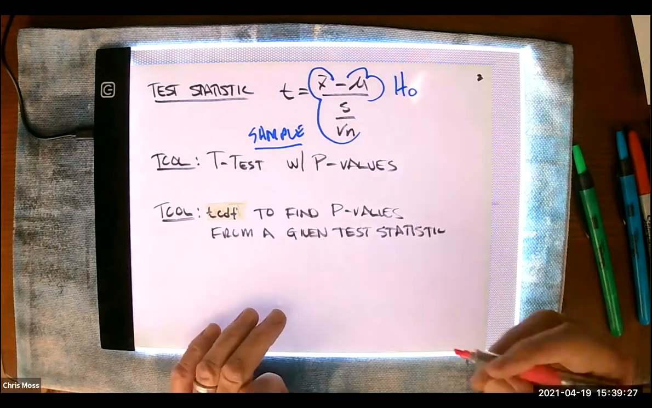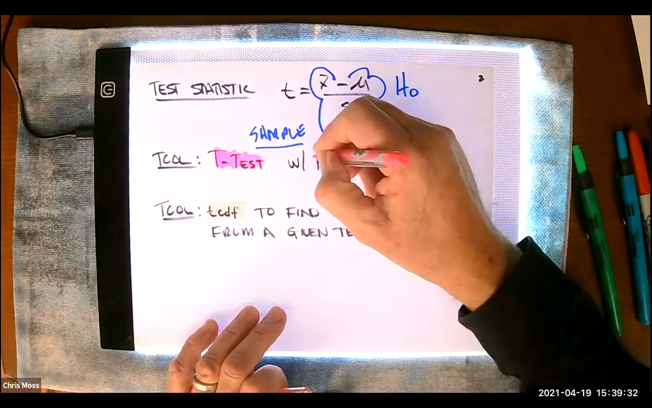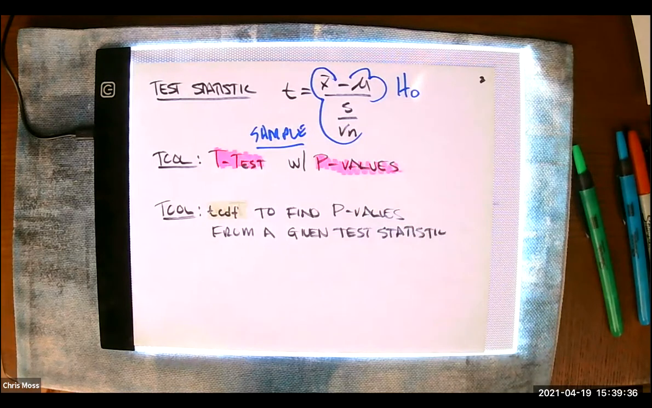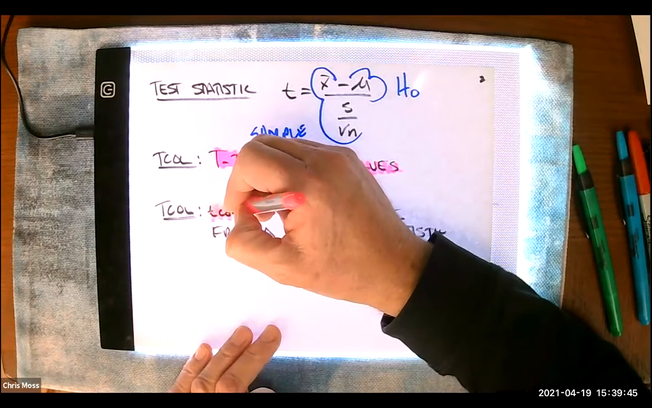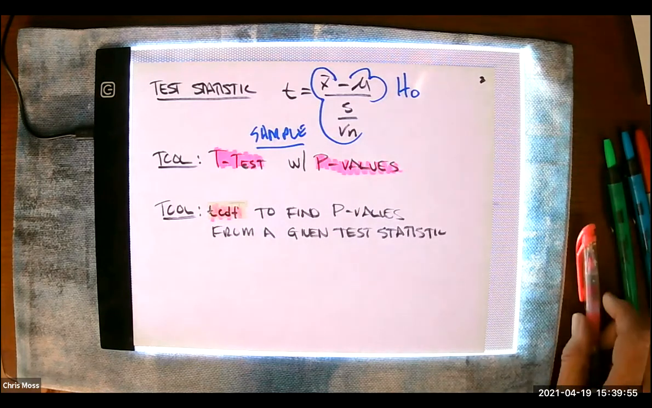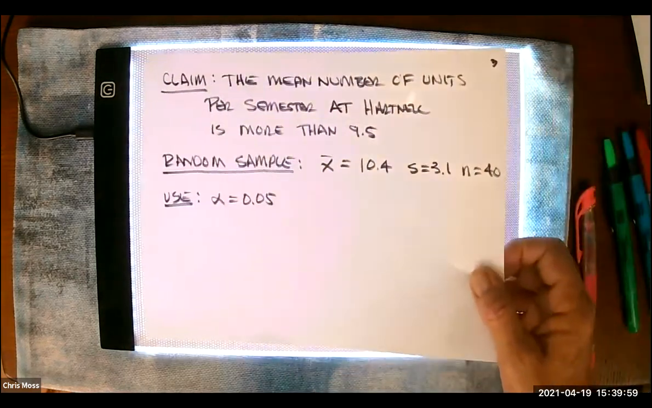As far as a tool goes, we'll use t-test with a p-value approach to test claims about mu. If we have a standalone problem involving a p-value, we're going to use the t-CDF function, very much like the normal CDF function. And we'll do that when we need to find the p-value for a given test statistic. So let's take a look at a couple of examples.